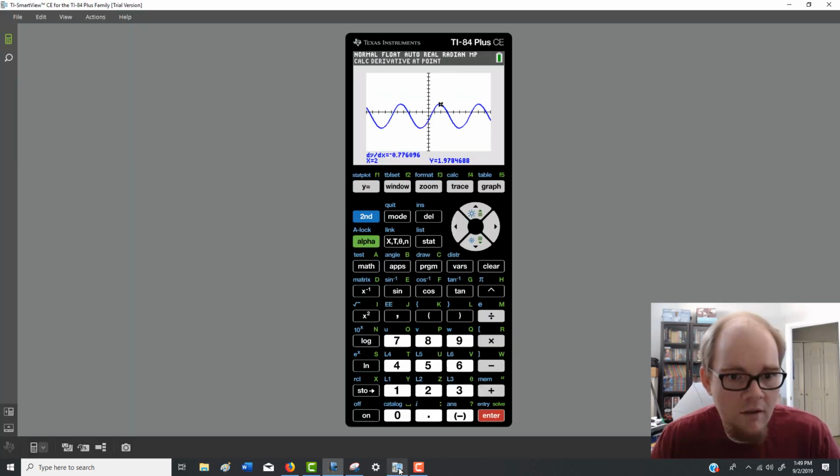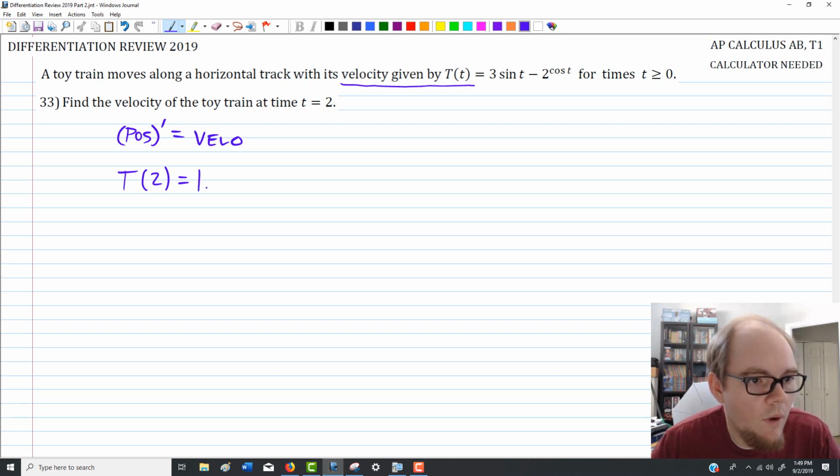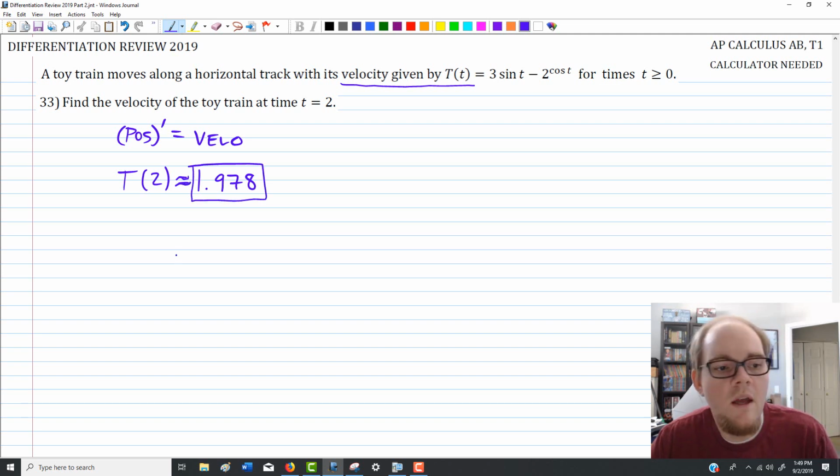And using our calculator, let's see. At 2, we get that our y value is 1.978. So again, it's not an exact velocity, it's approximate, but there is our velocity. So you can see what makes this question kind of a challenge is you have to read it accurately, or else you're just kind of out. You just messed up.